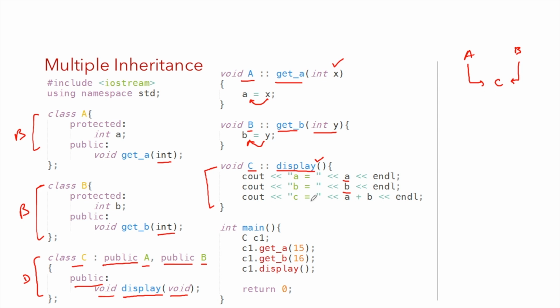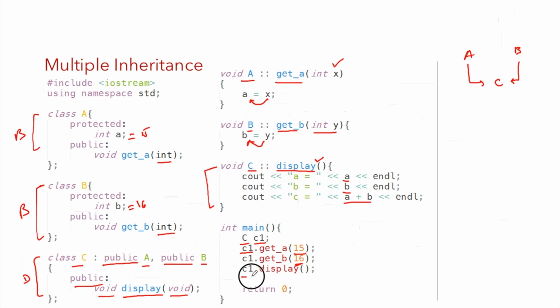So one additional step that we're doing is writing c equal to a plus b. So we're just writing the addition of variables a and b. Inside your main function, when I create one object c1 of type class C, I am able to call the function c1.get_a. I'm passing it the value 15, so that value will be stored over here, so a will become 15. And also I'm calling function get_b, passing value 16 to it, so b will become 16.